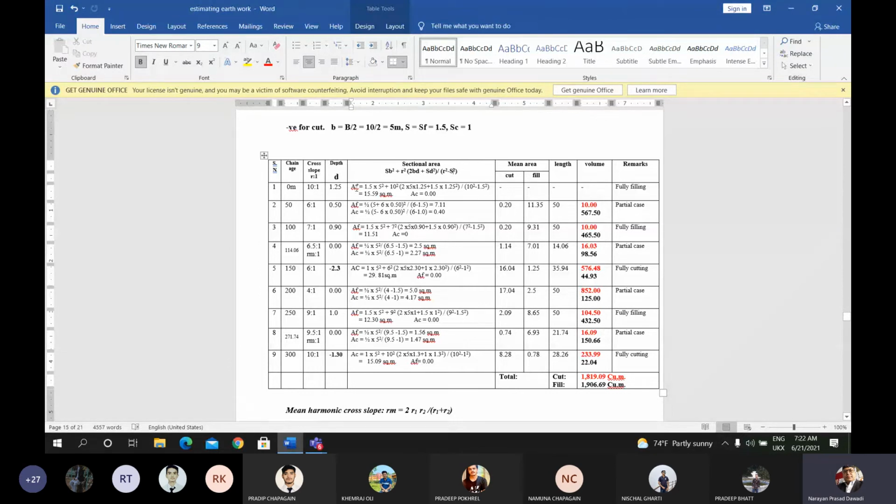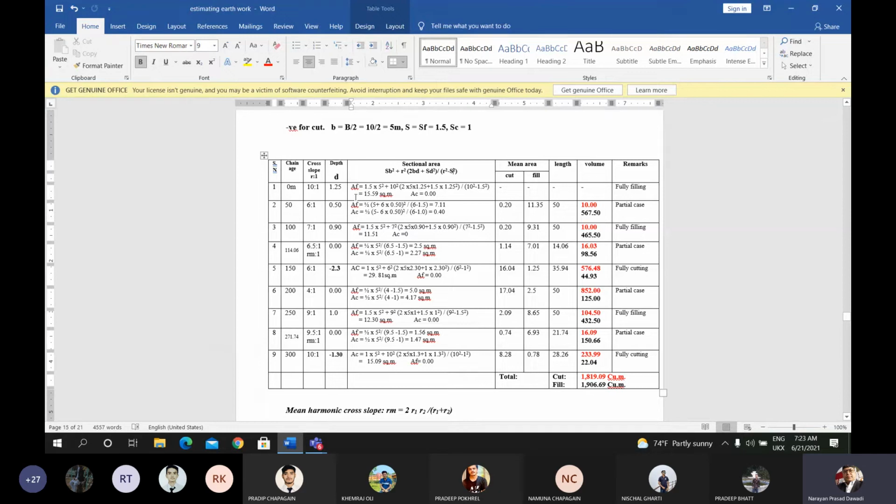This is a fully case, so the depth is filling depth, so the area of filling is here. Area filling will be: the value of S for filling is 1.5, 1.5 into B is 5 meter, 5 square, plus R is 10, 10 square, and 2 into 5 into D, twice BD, plus S is 1.5 and D is 1.25 square, divided by R square minus S square.